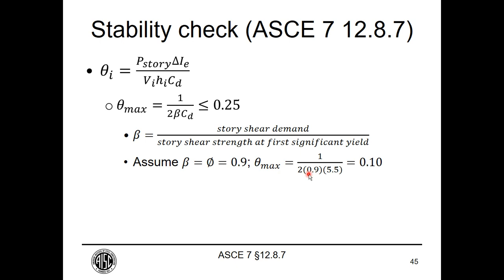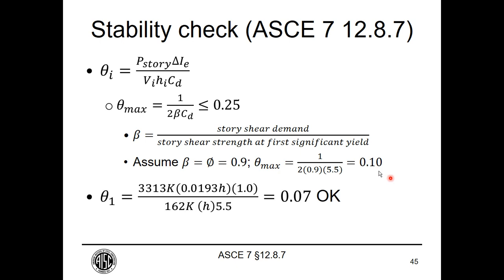And we put that in, and for a special moment frame, we're not really permitted to have a theta greater than 0.1. We calculate the theta that we do have, and it's 0.07, so we're fine there. And as a reminder, there's a relationship between this B2 and this theta. It can be approximated like this. Actually, you can get closer if you include the RM factor.